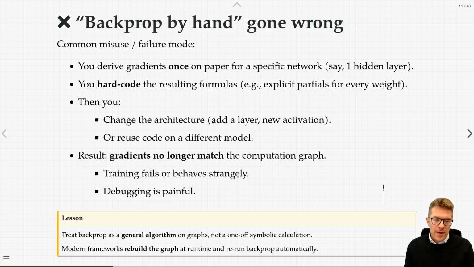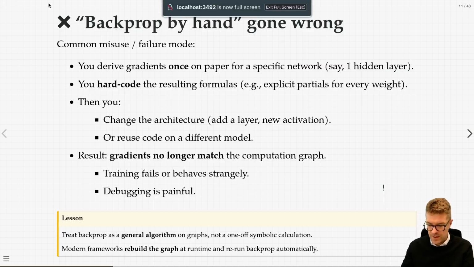So what we want is for backpropagation of these derivatives to be general. We want a general approach on graphs, not just a single one-off symbolic computation that we happen to compute for a particular neural network that we've implemented at the moment. Modern frameworks will actually build the graph at runtime and then push information forward through the graph, like we alluded to earlier, and then rerun backpropagation automatically during the learning phase.